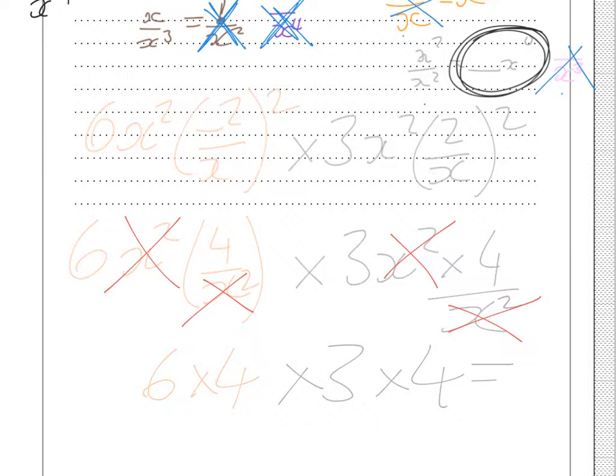This is a calculator question, so it's just a case of evaluating that. 24 times 12, which is 288. And that's our coefficient of the constant term. Well, that's our constant term.